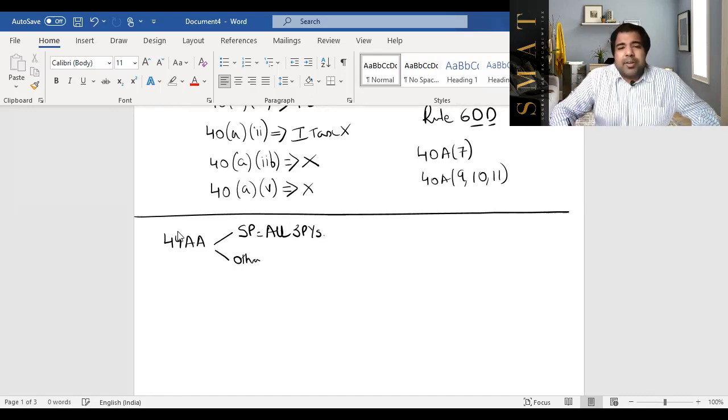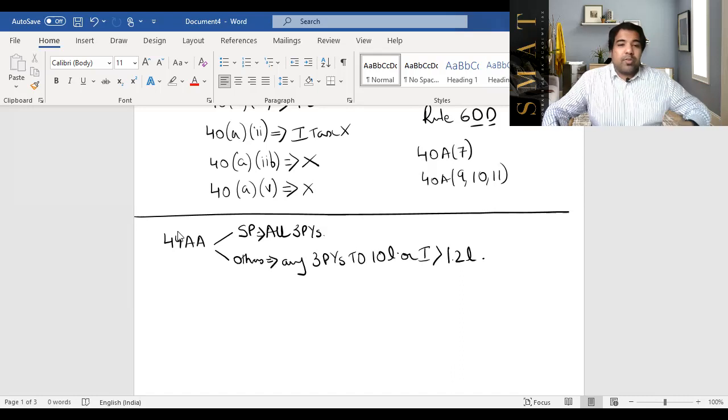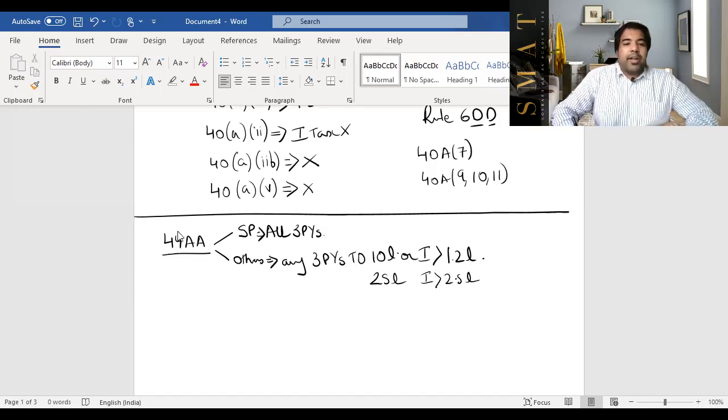For other business, for example any other business or profession which is not under specified professions, the rule is different. In any of the 3 previous years, if your turnover exceeds 10 lakhs, or if your income exceeds 1 lakh 20 thousand, then in that case, you will have to maintain your books of accounts. Guys, for individual and HUF, this limit is higher: the turnover limit is 25 lakh and the income limit is 2.5 lakhs. So individual and HUF have a slightly higher limit. They have to maintain the books of accounts.